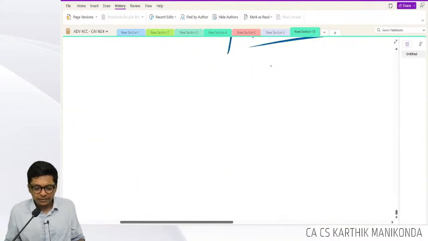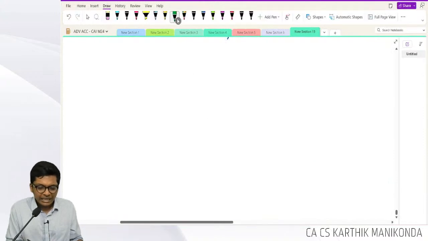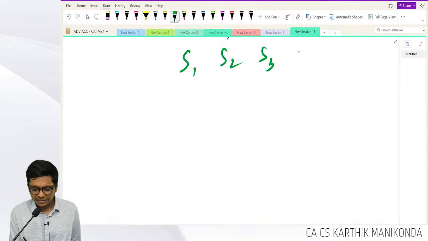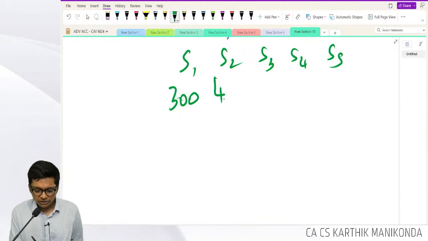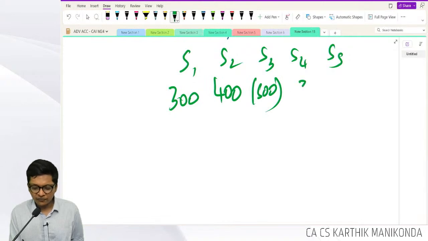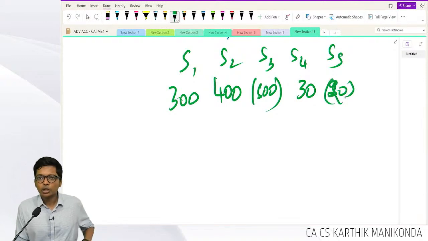Now going to segment result test. I will give a sum itself. Let's say we have segment 1, segment 2, segment 3, segment 4, segment 5. Segment 1 is 300 profit. Segment 2 is 400 profit. Segment 3 is 500 loss. Segment 4 is 30 profit. Segment 5 is 50 loss. Or let's say 20 loss.